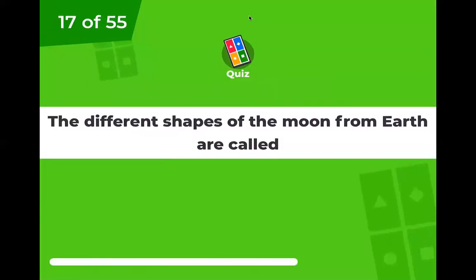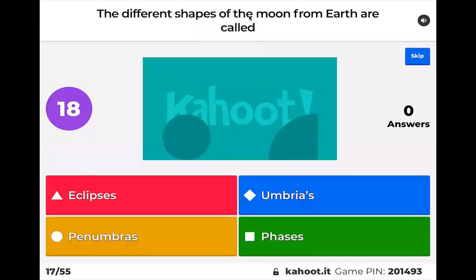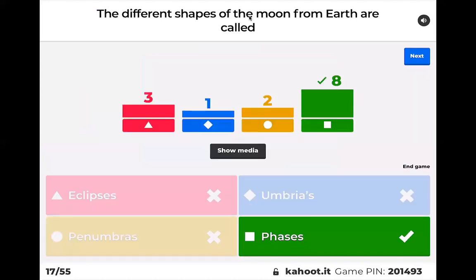The different shapes of the moon from Earth are called eclipses, penumbras, umbras, or phases. The different shapes of the moon from Earth. Yes, phases.